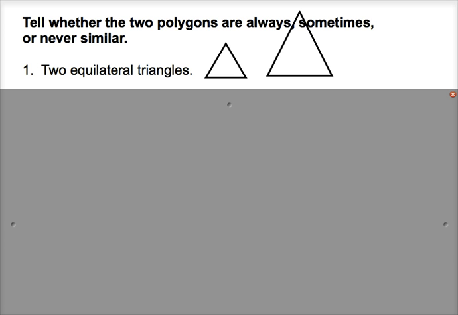Would they be similar? Well, the angles are all going to match because any equilateral triangle is also equiangular, so the angles are always going to be 60. And the sides are always going to be in proportion. So if the bottom of the triangle on the right is twice as big, all the sides would be twice as big. So this is going to be always.